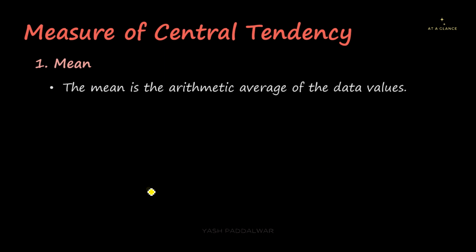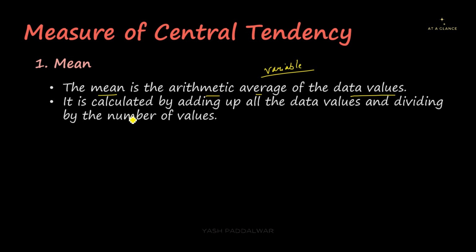So you might have heard of mean. Mean is the arithmetic average of the data values. So basically, whatever values are present inside that particular variable, we will be taking the average of all the values in that data variable. And that is nothing but the mean. It is calculated by adding up all the data values and dividing by the total number of values present in that data variable. So it's the same as finding the average.